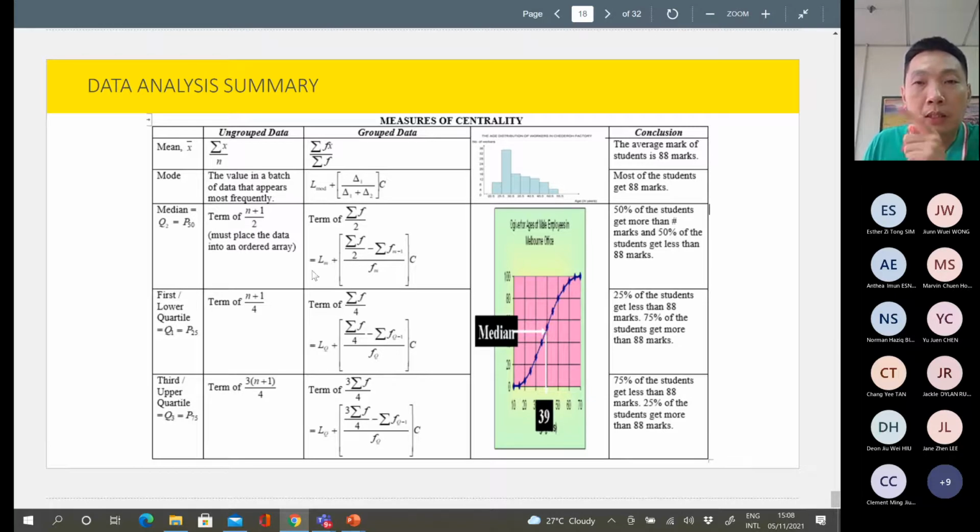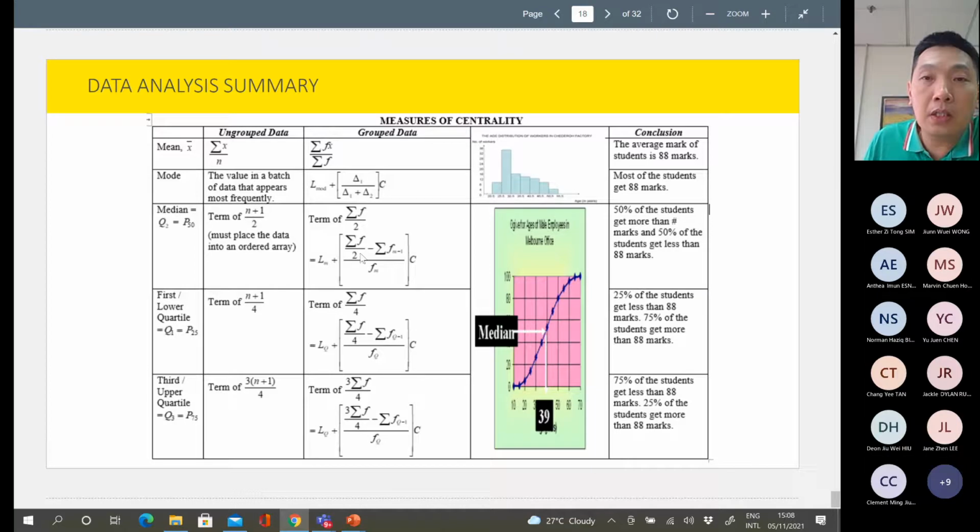So make sure that if you want to use this formula, the classes must be in the boundary classes. That means there is no gap in between two classes. Make sure that there is no gap, so that you can apply this formula. LM means the lower boundary of the median class. C is the class size. The formula is using the upper boundary minus the lower boundary value of the median class.